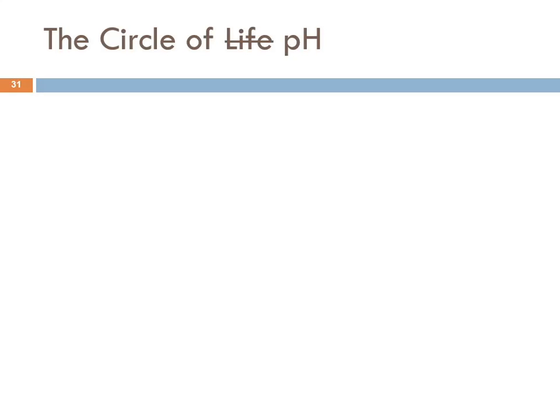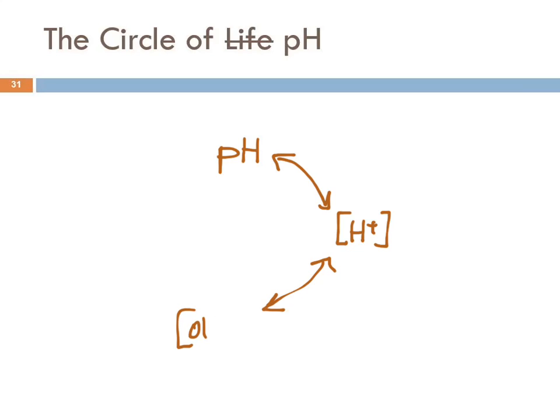The circle of life. No, the circle of pH. Okay, so this is the interrelatedness of all of these things. So let's put pH at the top. And this comes out a little different every time I draw it. But pH is related to the hydrogen ion concentration. The hydrogen ion concentration is related to the hydroxide ion concentration. The hydroxide ion concentration is related to pOH, and pOH is related to pH. That is the circle of pH.